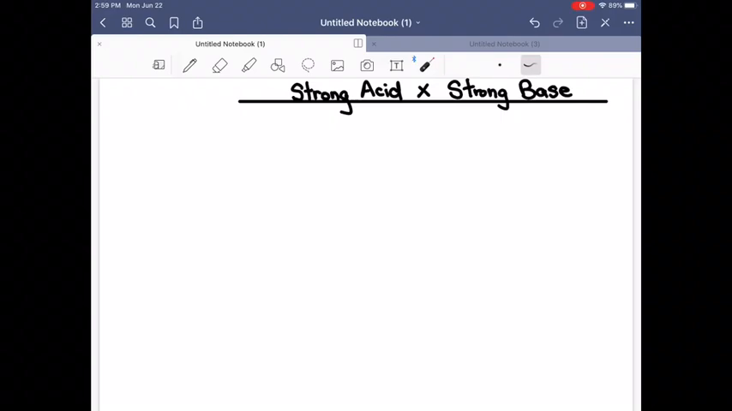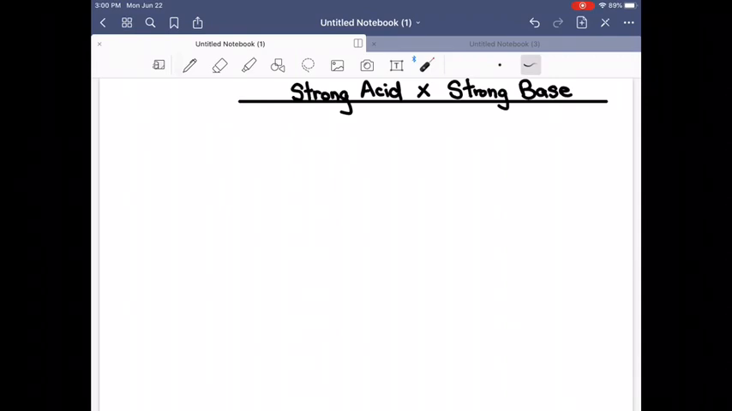Hi everyone. Today we're going to look at strong acid versus strong base titration. Now we kind of did this already back in December, I think, before Christmas holiday. We did this as an experiment. Now when we did this, it was based on the knowledge that we had for topic 1, looking at concentration, and on top of that, looking at stoichiometry.